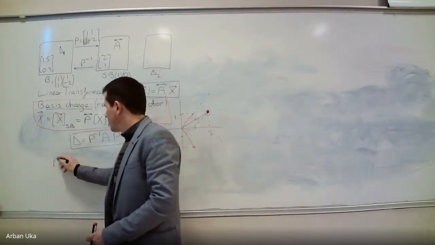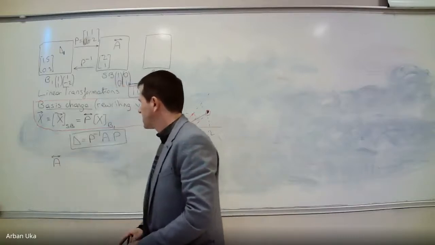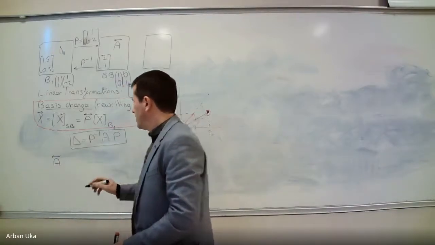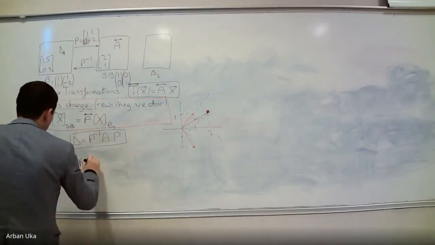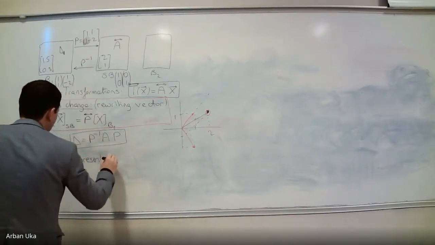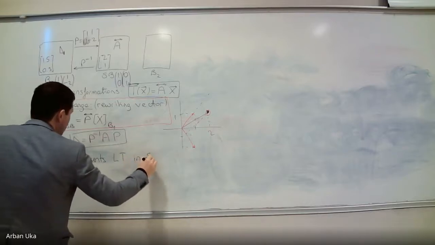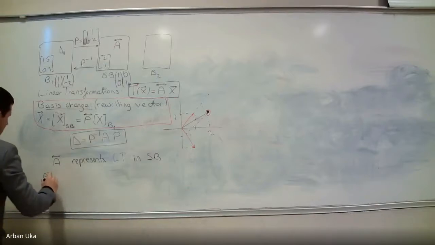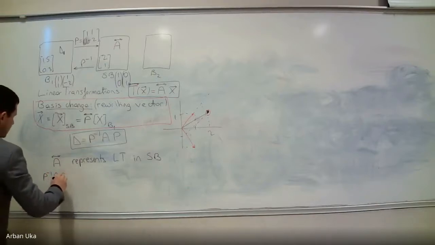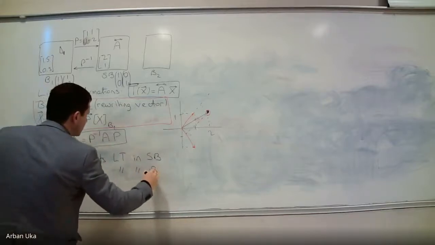The theorem, which we're going to provide in detail, can be summarized as this. Any matrix A represents a linear transformation LT in the standard basis. Then P inverse times A times P represents the linear transformation in the basis D1.